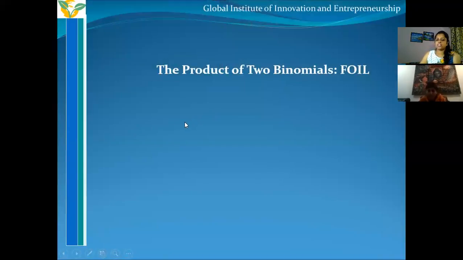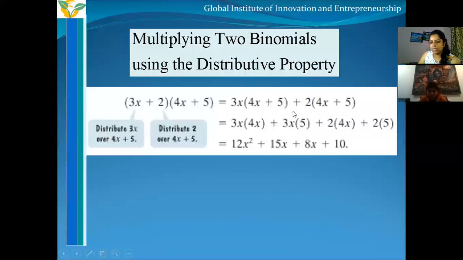If you have any doubts, I'll just come and clarify your doubts. The product of two binomials, so by using this FOIL. So what is this FOIL? I'll explain it here: multiplying two binomials using the distributive property.